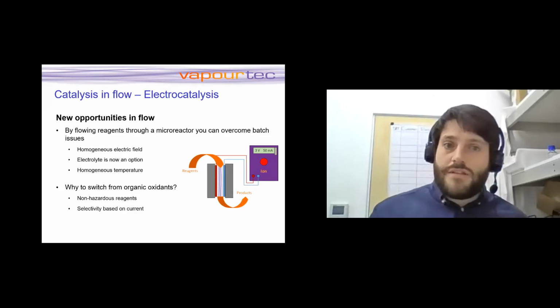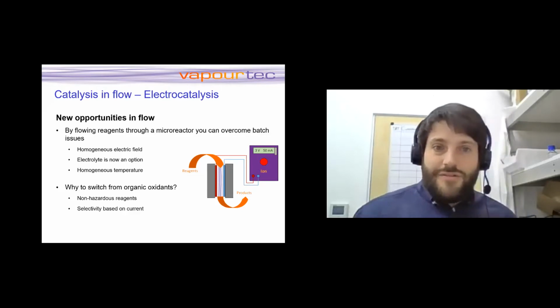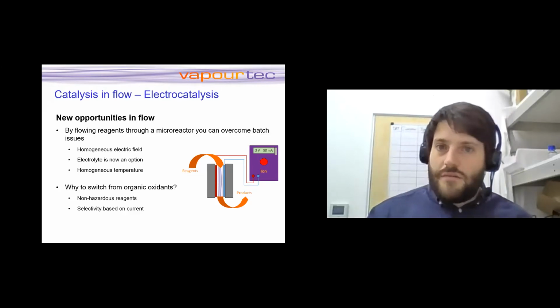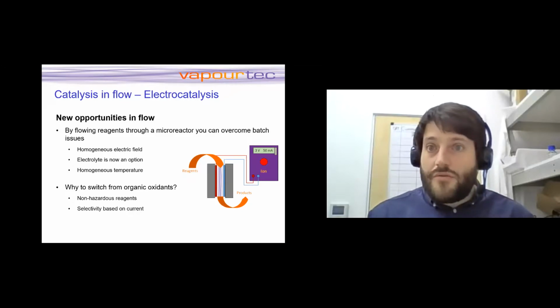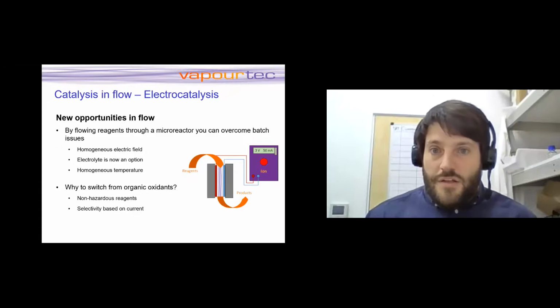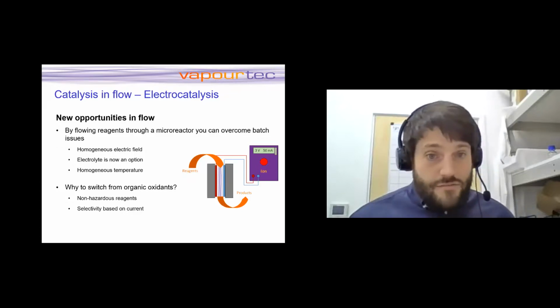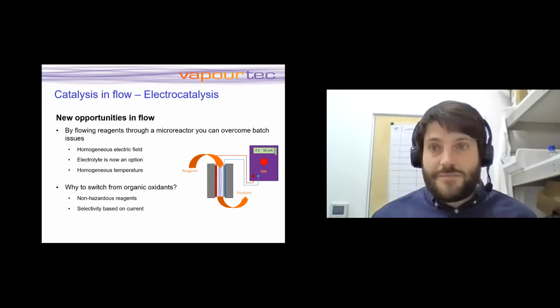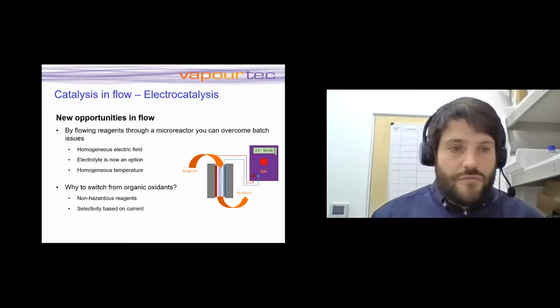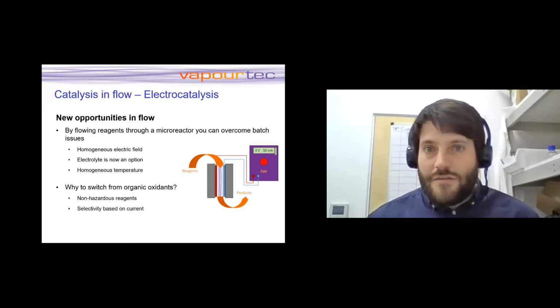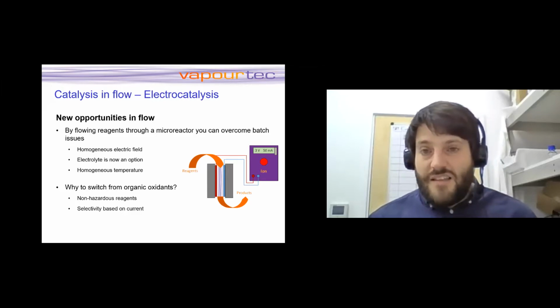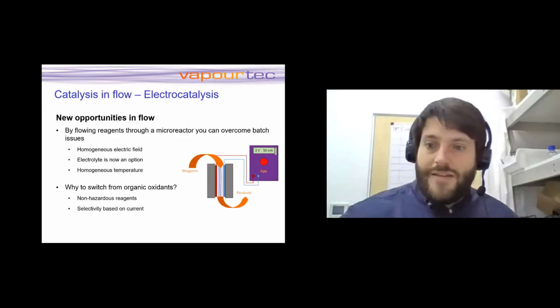And we are always able to control the temperature and achieve a homogeneous temperature across the reactor, whereas in batch, we have the risk of these hotspots. So this will effectively allow, and I believe this will happen in the future, switching from organic oxidants such as PCC for alcohol or aldehyde formation to just using methoxylated electrochemical processes.